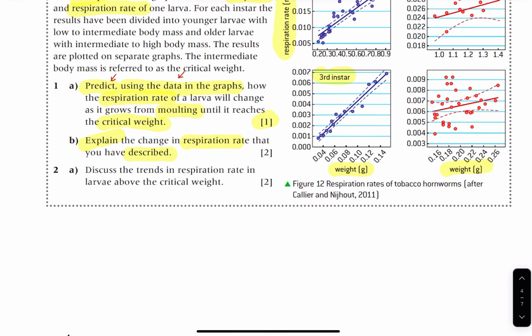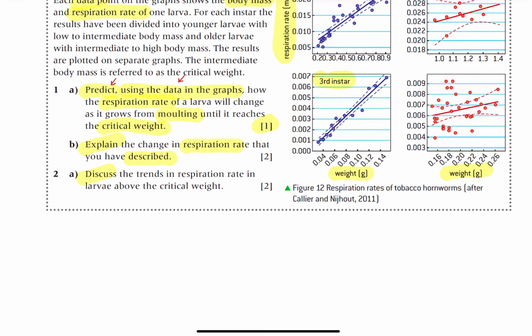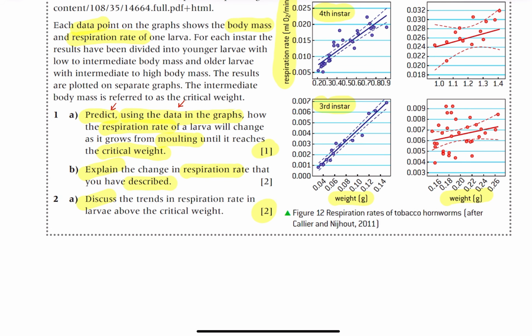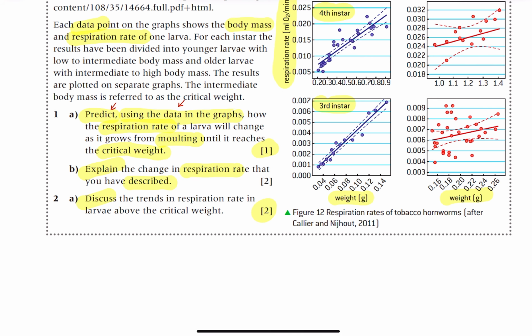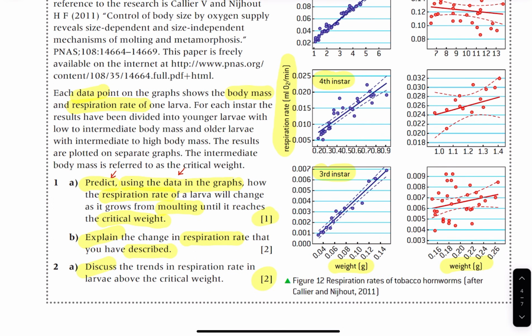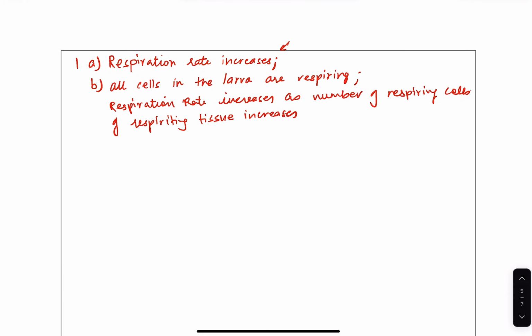Now you're just discussing the trend. Discuss gives you more liberty with what you see. I'm going to give you 2 points precisely. You can discuss more, which should be reliable looking at the data. So, the trend of respiration rate above the critical weight. We are looking at this point. So you can have a look at the second question.